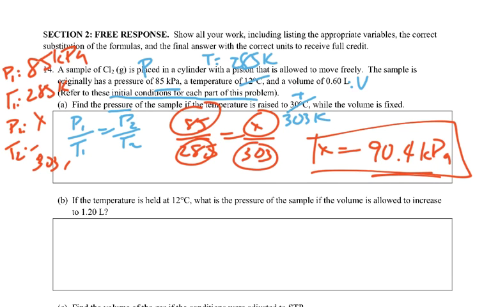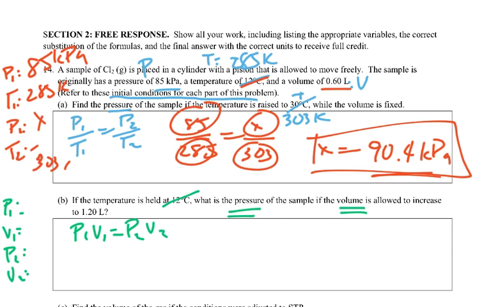Okay, if the temperature is held at 12 degrees, that was my original temperature right there, what is the pressure if the volume is allowed to increase to 1.2? My volume was 0.6. So now the temperature is held constant, so we don't care about that. What's the pressure if the volume is changed? We're talking about P1 times V1 equals P2 times V2. Again, I'll use the area over here, P1, V1, P2, V2.